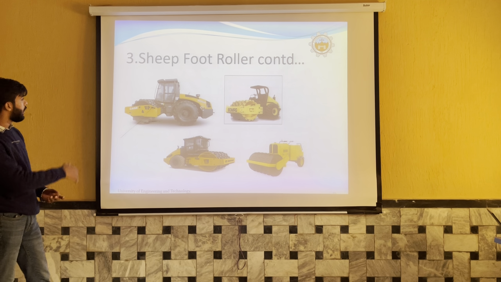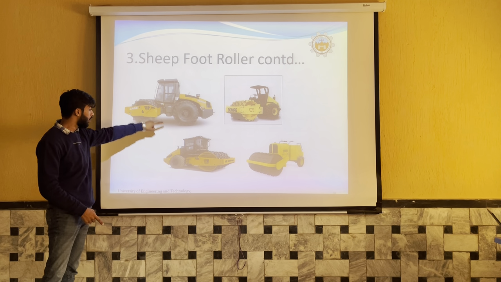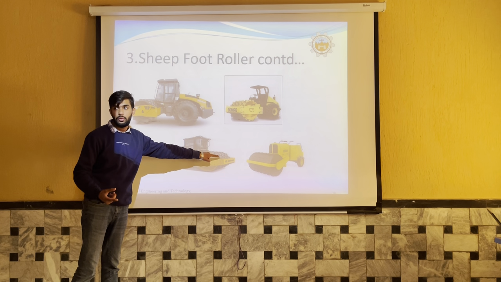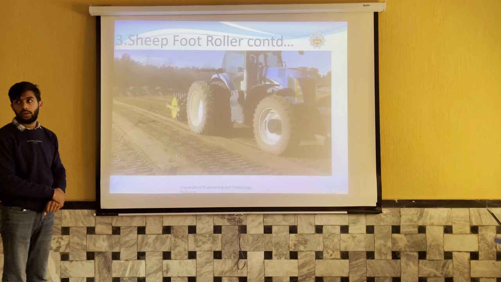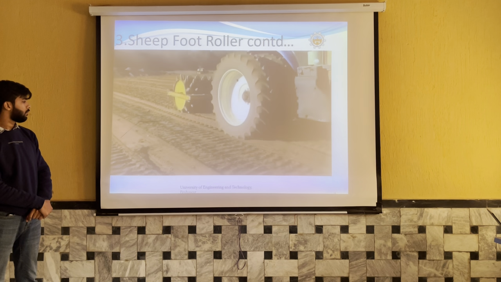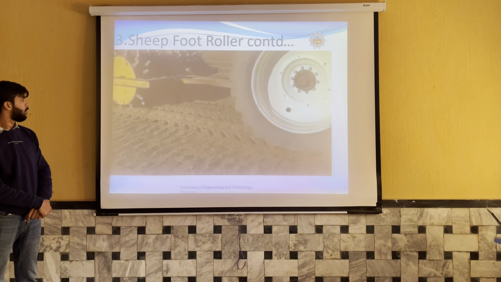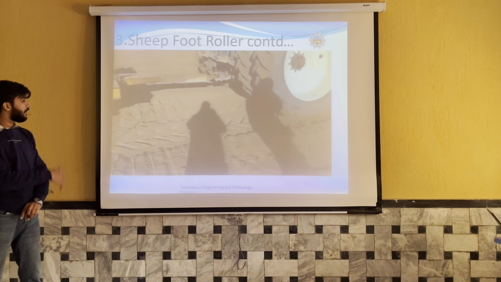As you can see, these are the protrusions that we call. They can be rectangular, they can be square. This is a little video in which you can see that the soil is cohesive.